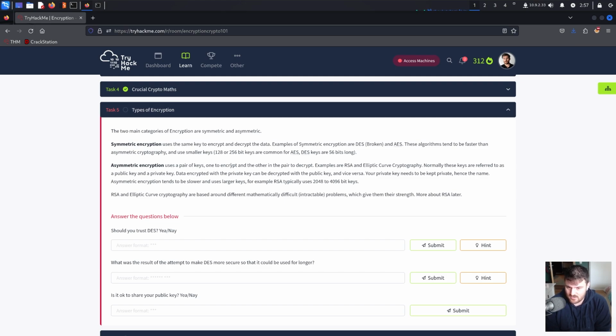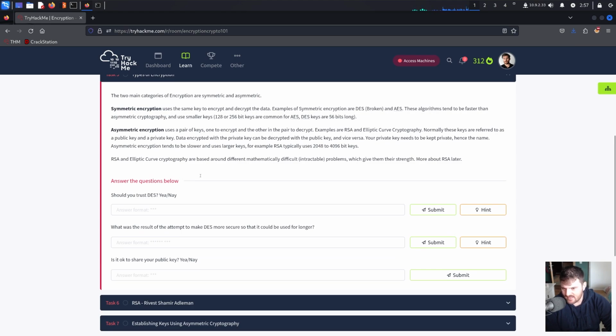Asymmetric encryption tends to be slower and uses large keys. For example, RSA typically uses 2048 to 4096 bit keys. Considerably larger than AES and of course DES. RSA and elliptic curve cryptography are based around different mathematically difficult problems, intractable, which give them their strength. More about RSA later. Answer the questions below.